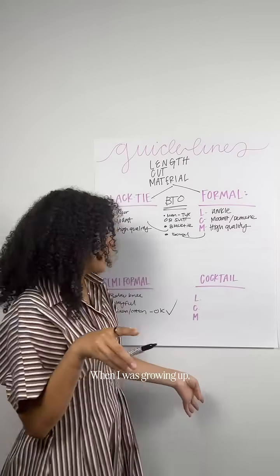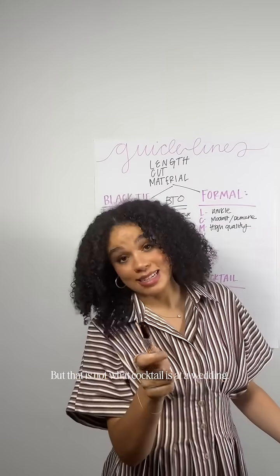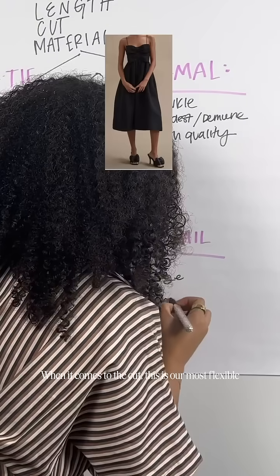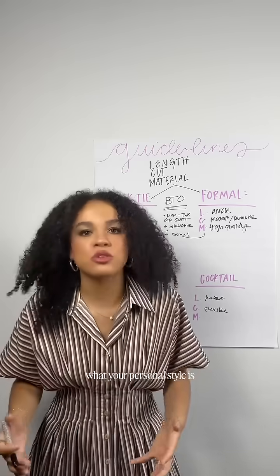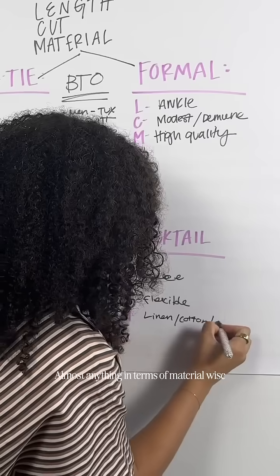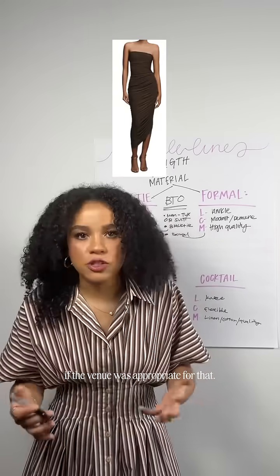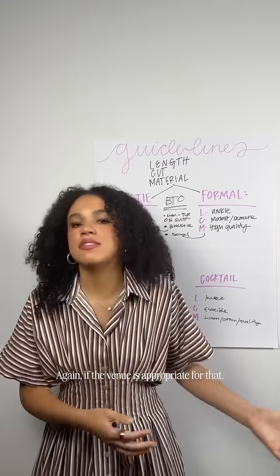And then we get into cocktail. When I was growing up, cocktail was like the dresses we were wearing out to the club, but that is not what cocktail is at a wedding. Our length is going to be right around that knee length again. When it comes to the cut, this is our most flexible because here is where you can really kind of play into what your personal style is and how that manifests. Almost anything in terms of material wise, you would be okay with a linen dress if the venue was appropriate for that. You would be okay with something a little bit more structured, again, if the venue is appropriate for that.